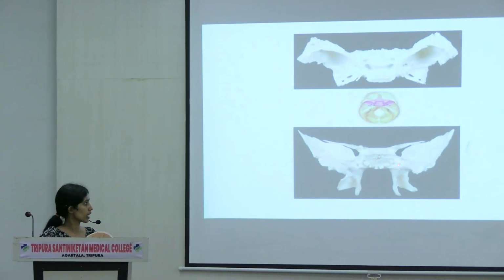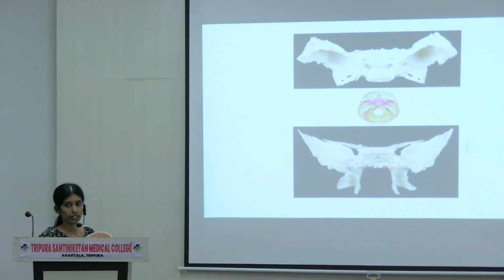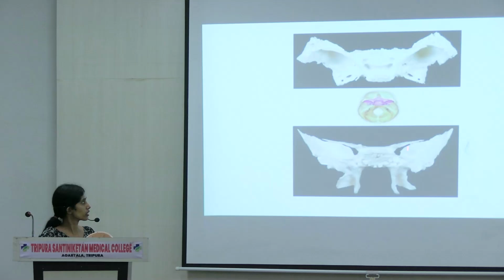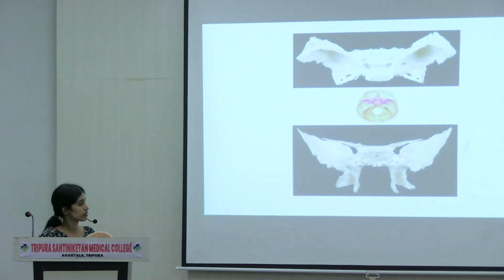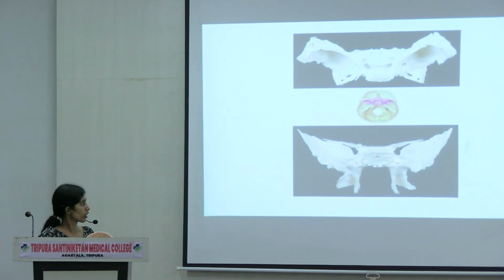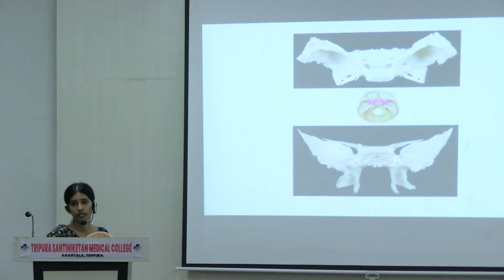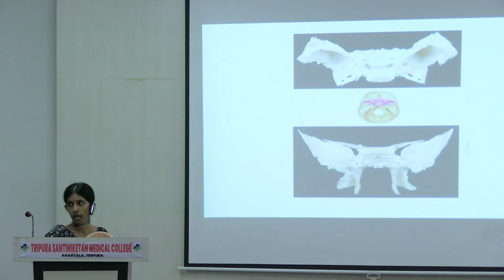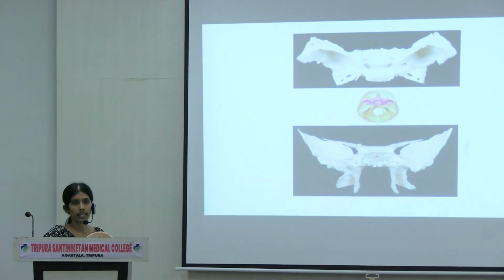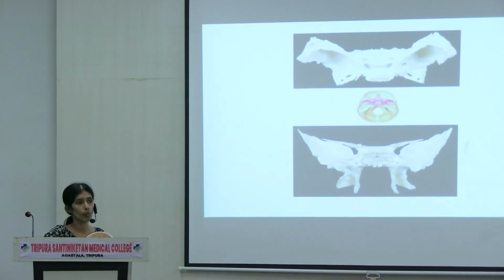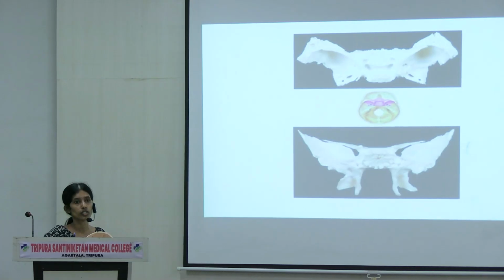Again, in the posterior aspect, we have three openings. Observe carefully. This is the first opening, this is the second opening, and this is the third opening. The first opening is nothing but your foramen rotundum. You have to find out the names of the second and third openings. These are not called foramen, but are called canals. Find out the names of the canals present in the posterior aspect of your sphenoid bone.